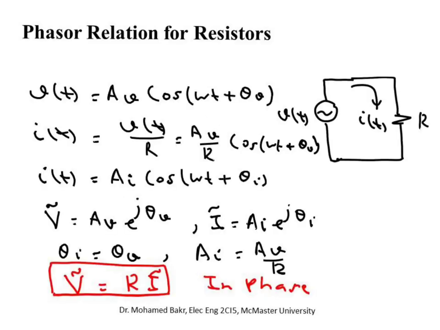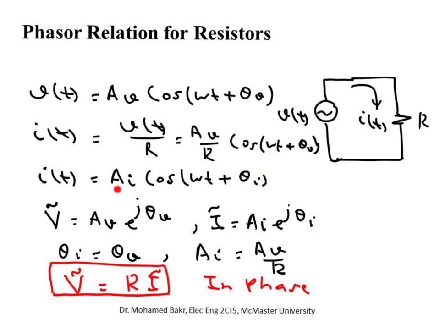So let's first talk about resistors. You have here a resistor, and you connect to it a voltage source. It's sinusoidal. This is the expression of the voltage source. It has an amplitude of AV, a phase of theta V. Then the current flowing in this circuit is equal to the voltage divided by the resistance. This still applies even for AC signals. If you divide this by R, you get another sinusoidal waveform whose amplitude is AV over R, which we call AI. This is the amplitude of the current. And the phase of the current is still the same as the voltage because we did not change the phase. It's still AI cosine omega t plus theta V, and theta V is equal to theta I.